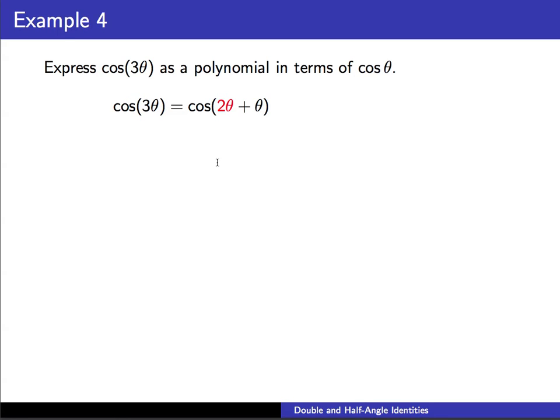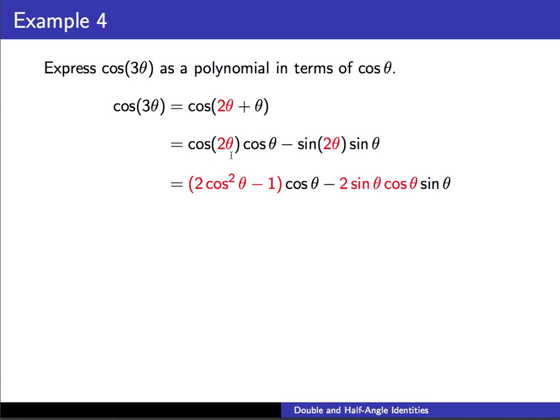So cosine 3 theta, we don't have a formula for it, at least not right now, but it's the cosine of 2 theta plus theta, because 2 theta plus 1 theta gives us 3 theta. Now for this, our first angle is 2 theta, our second angle is theta. So 2 theta in our formula would be like A, and theta would be B for our angle sum for cosine. So we take the cosine of the first angle, multiply it by the cosine of the second, so cosine of 2 theta times the cosine of theta, and then minus the sine of the first angle times the sine of the second. So minus the sine of 2 theta times sine theta.